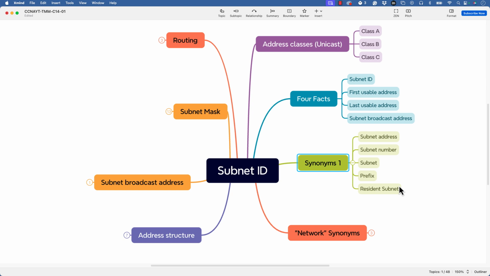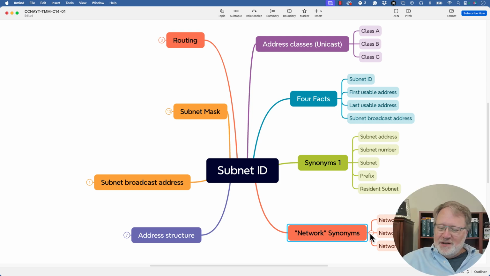Then there's some synonyms for the word network in the context of addressing. So you've got the network ID, the network number, and the network address that you can use as synonyms of each other. And if that's all we had, that'd still be a pretty big mind map for our kind of review exercises here, but I've got a whole left side here, so let's just keep going.